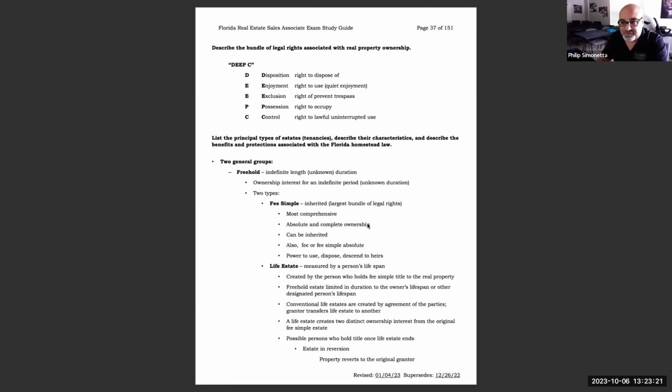You have DEPCE, the acronym that we use. You have disposition, which is the right to dispose. These are the bundle of rights, whatever you want to do with your property. You have enjoyment, that's the right to use it, quiet enjoyment. Exclusion, right to prevent trespass. Possession, right to occupy it anytime you want. And control, right to uninterrupted lawful use.